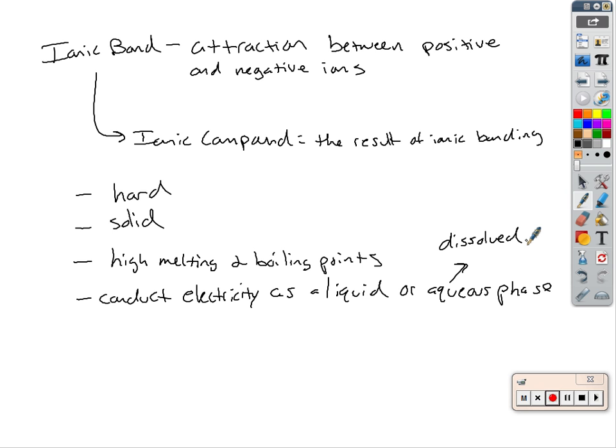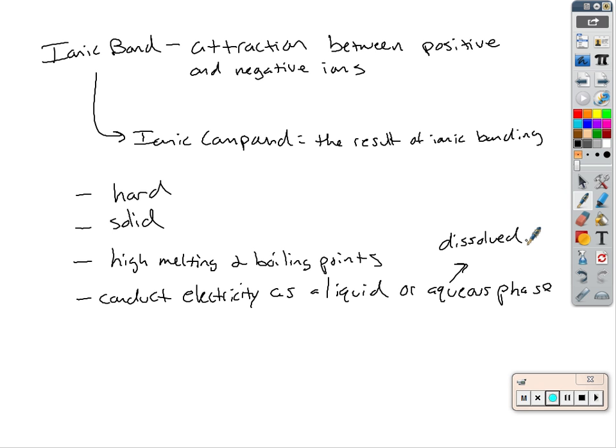Think rock salt, very hard substance. If you try to chew on it and bust your teeth, it's a solid at room temperature, has very high melting and boiling point, and conducts electricity when you dissolve it in water. These are all the properties of ionic compounds. It's important to note these are not usually the same as the elements that make them up. The elements that make them up can have very different characteristics.